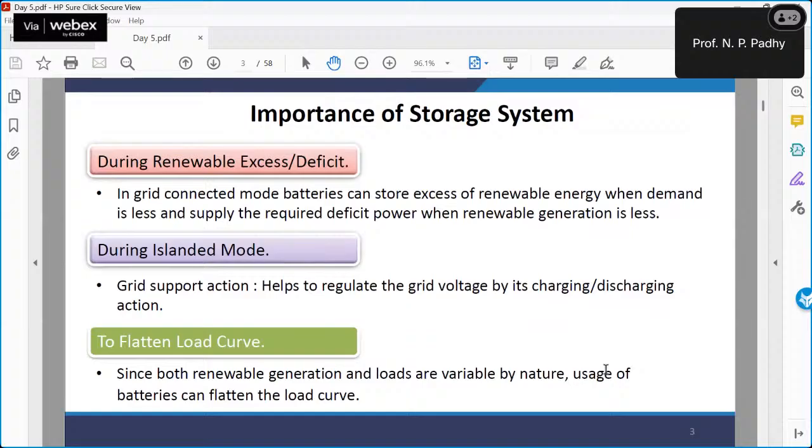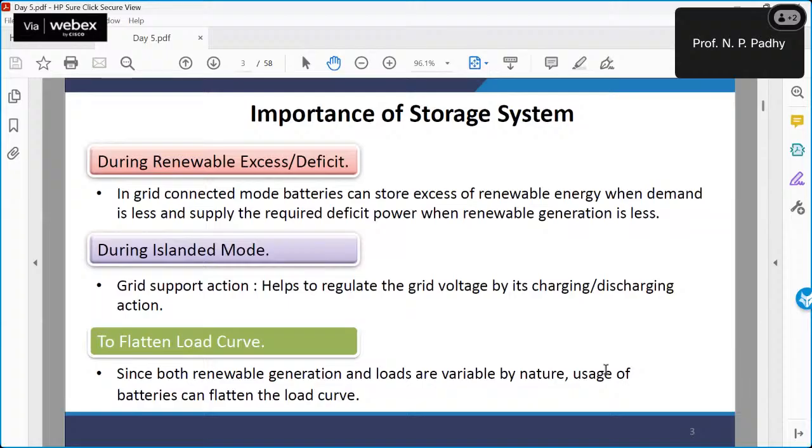Now, why do we use storage systems? Though we discussed enough during past lectures, when we are talking about the importance of storage systems, first of all, during renewable excess of renewable energy, when demand is less, and supply the required deficit power when renewable generation is less. So the storage can be used as a device to absorb the excess energy and discharge when the requirement is not met by the energy sources.